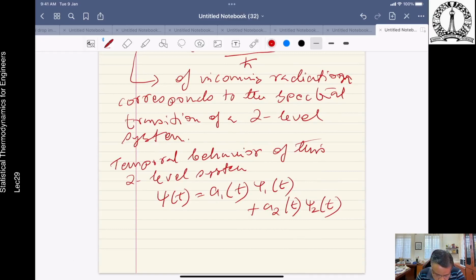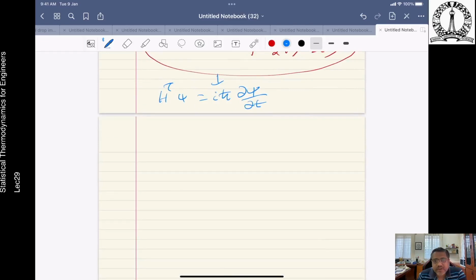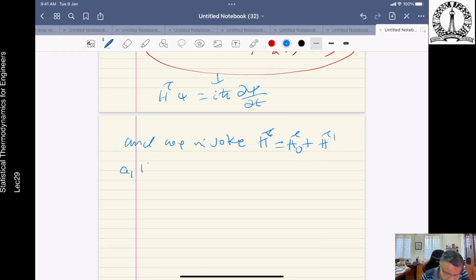Okay, now that we have done this, we substitute this into the equation that we wrote just a few minutes ago, the total solution, and we invoke equation 8.